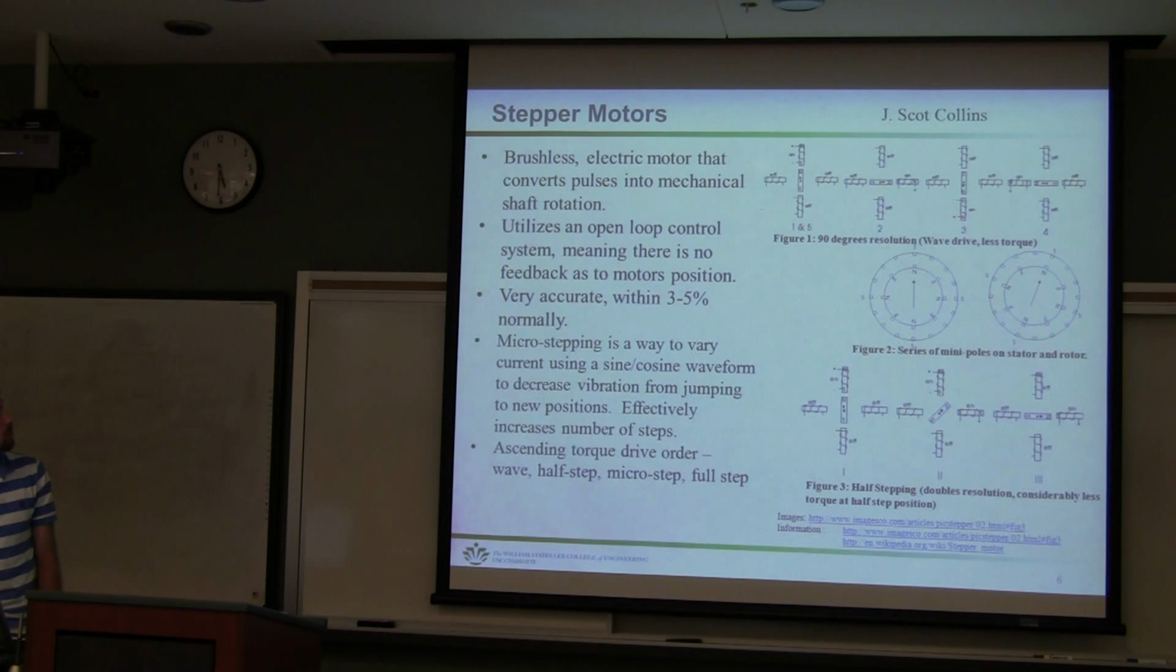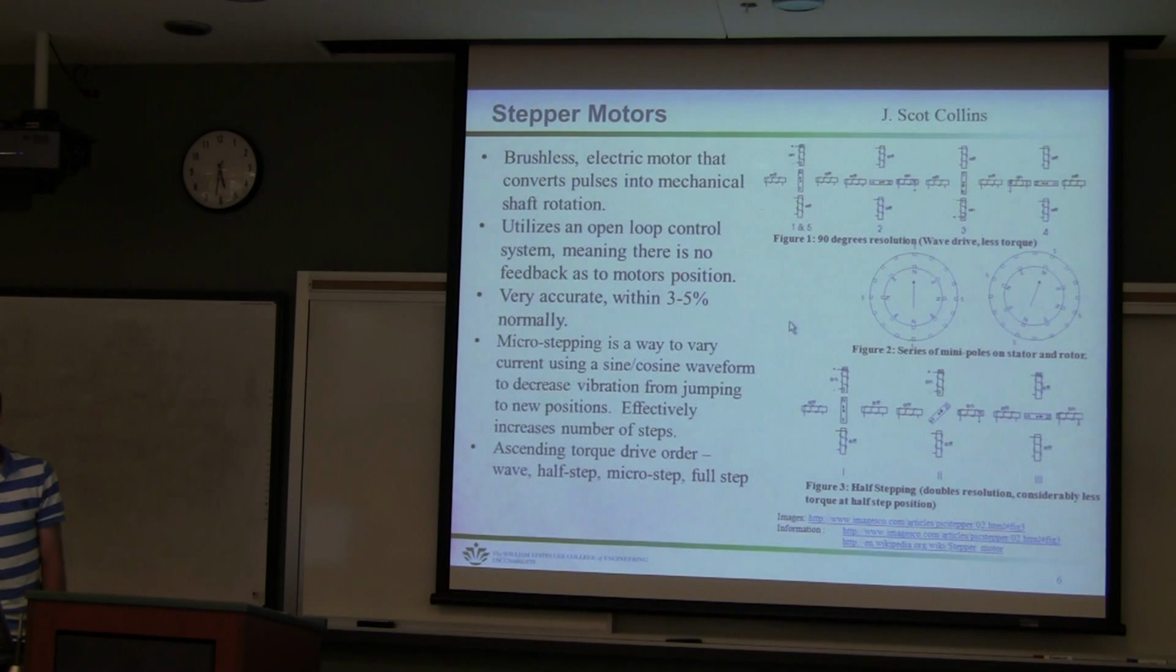It's pretty accurate, normally within a range of 3 to 5%. As you turn current on from the top, let's say the top magnetic field here, and then turn that off and move it to here, it will jump, which creates a bunch of vibration. So the more steps you have in it, the smoother it runs. With micro stepping, as you see here, you'll see the more steps. I'm backtracking, but I can move this thing around in smaller degrees with the mini poles on the stator and the rotor. Micro stepping is a way to vary the amount of current instead of just quickly giving it a full current boost, which also decreases the vibration from jumping to new positions.